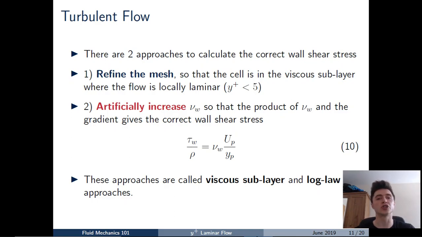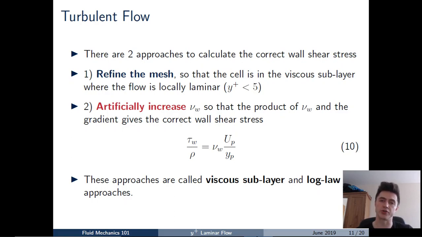There are generally 2 ways we can do this to ensure that we get the correct wall shear stress in a turbulent flow. The first approach is to refine our mesh. So rather than using the same mesh that we would have used for a laminar flow, we refine and make our cells adjacent to the wall much smaller, so that those cells now reside in the thin laminar sublayer that's close to the wall. In that case, if our cell is in the viscous sublayer, the flow is locally laminar, and we can use the same treatment that we used for the laminar flow that we introduced earlier. In practice, this means resolving the mesh so that our y plus is less than 5.